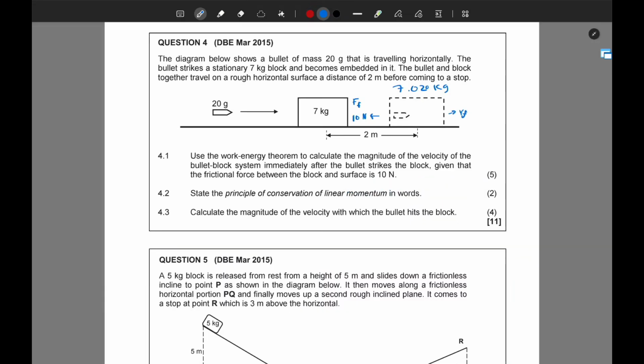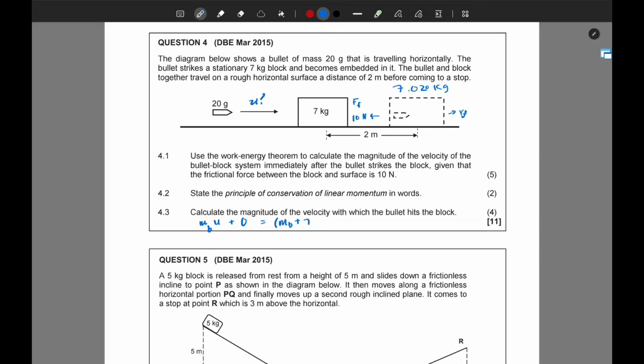The next question asks to calculate the magnitude of the velocity with which the bullet hits the block, aka what is the speed, or u. We'll do that by the conservation of momentum, which is that the mass of the bullet into the initial speed, which is what we're looking for, plus the momentum of the box, which is 0 because it's not moving at all, is equal to the final momentum, aka the mass of the bullet plus the mass of the box.